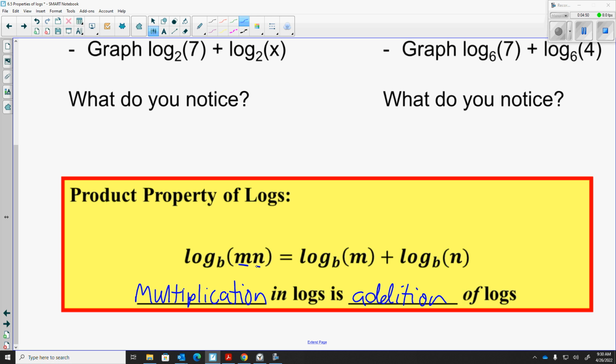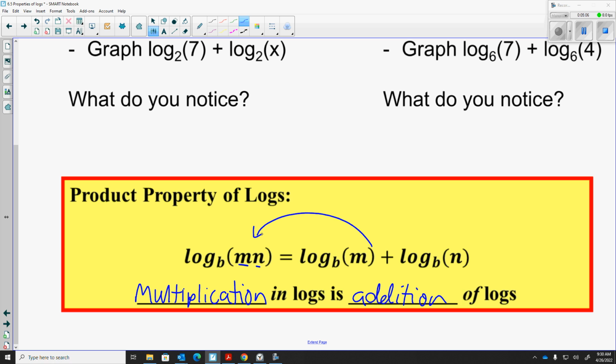I could also go the other way. I could take this and put them together inside of the log. You kind of see how this works? You can either split the log up or you can put the log together, and multiplication is addition. Does this make a little bit of sense?